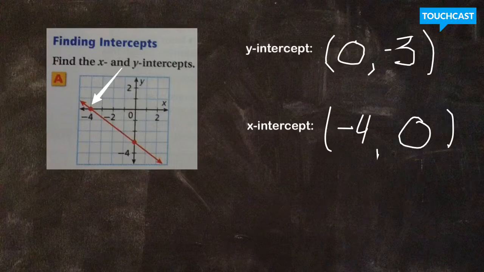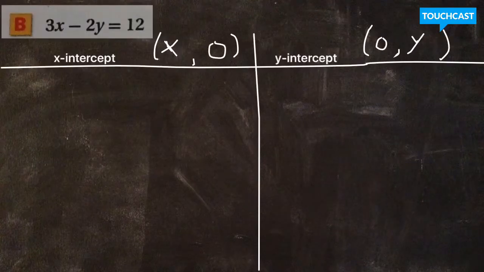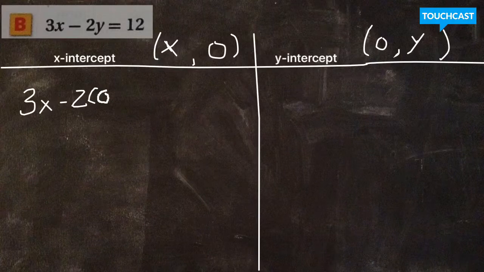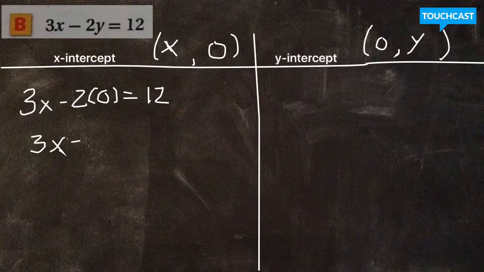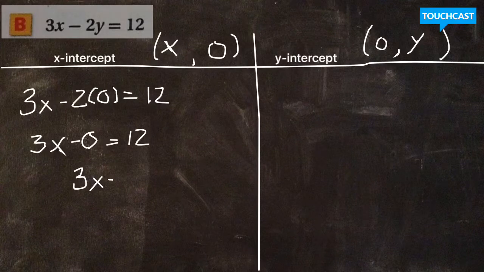Let's see if we can do this also with an equation. To find our x-intercept, we're going to plug x in for x and 0 in for y into the equation 3x minus 2y equals 12. So we have 3x minus 2 times 0 equals 12. 2 times 0 is 0, so we have 3x minus 0 is equal to 12. Well, 3x minus 0 is just 3x. So we've got 3x is equal to 12.